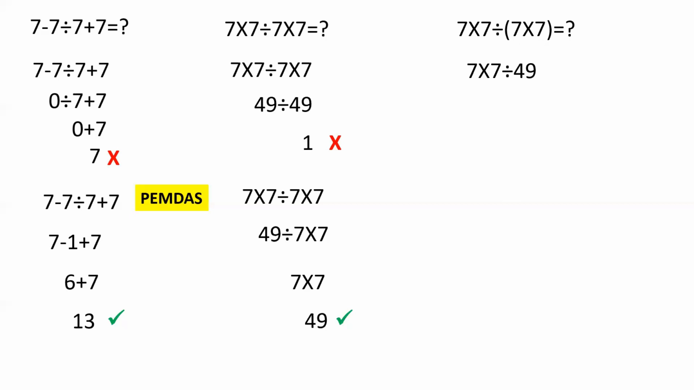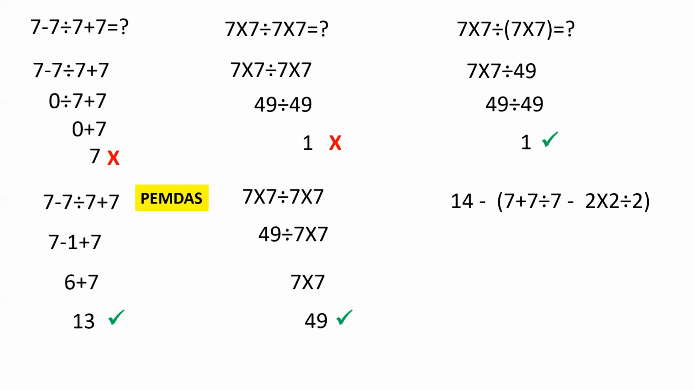So we have 7 multiplied by 7 divided by 49. So now our operations are either multiplication or division, so we can go in the natural way from left to right. We evaluate 7 multiplied by 7. So that's 49. 49 divided by 49, and that comes to 1, which is the correct answer here.